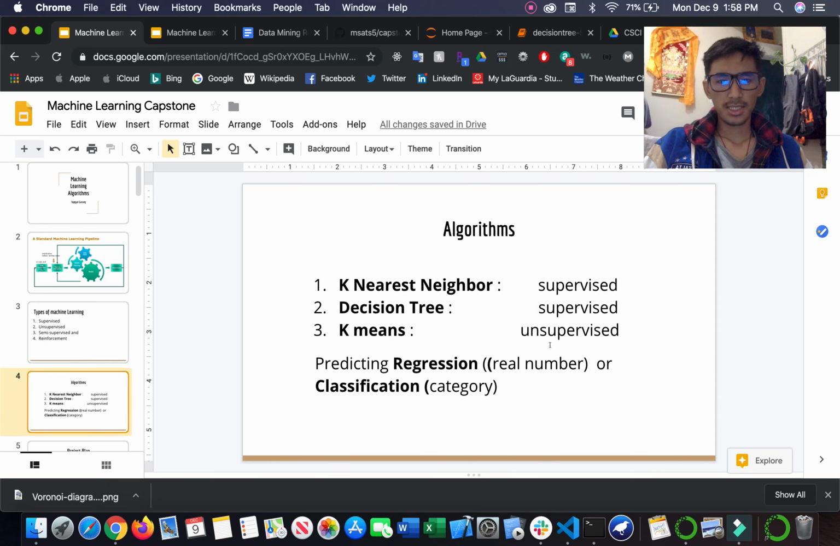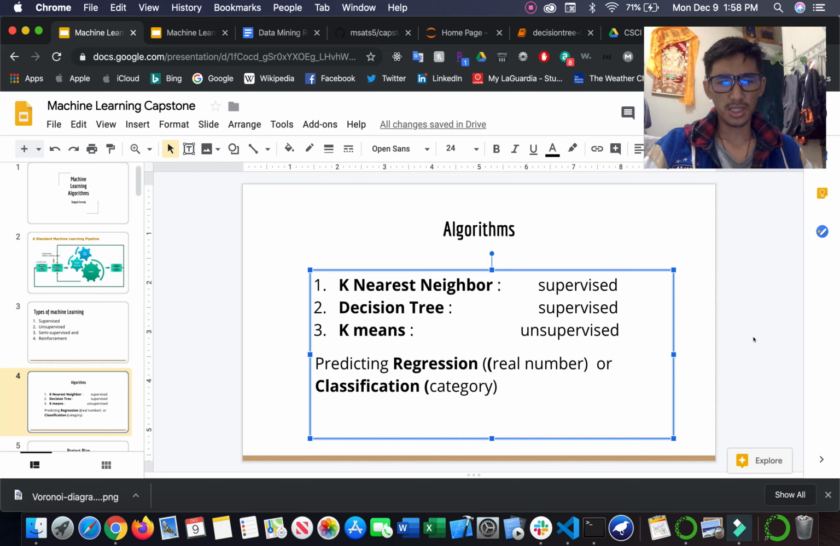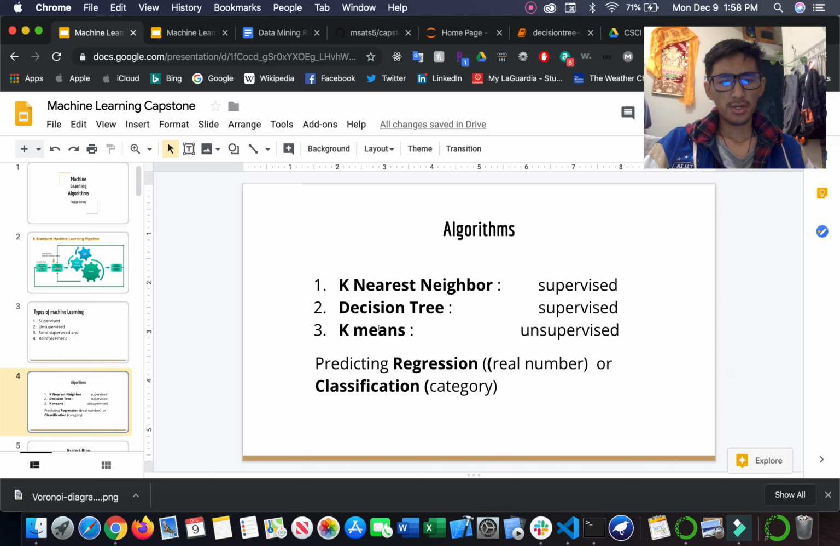Next, I work on three algorithms, though I still need to work on them. The first is KNN, K-nearest neighbor, which is supervised; then decision tree, supervised; and K-means, unsupervised. These three are used for predicting classification, the category, whether it belongs to this class or that class. You could also use the k-nearest neighbor and decision tree algorithms to predict regression, which is to find a real number.